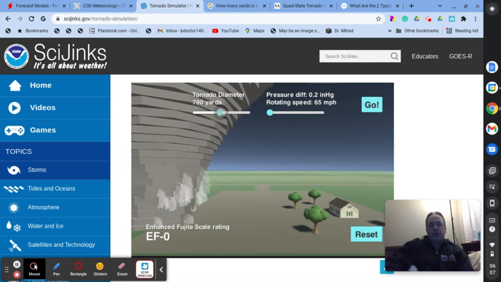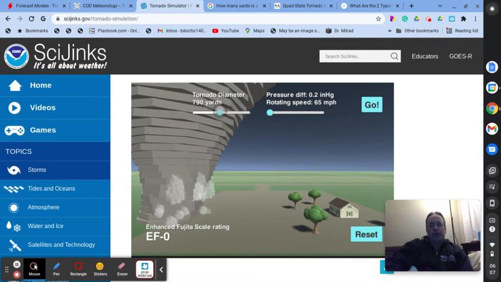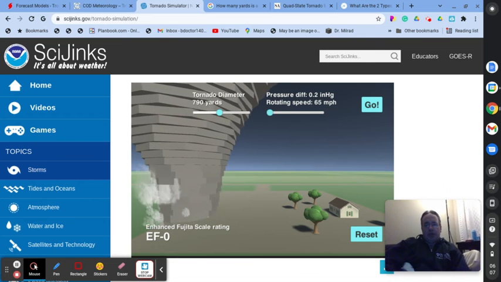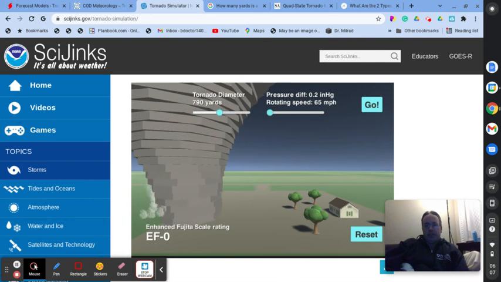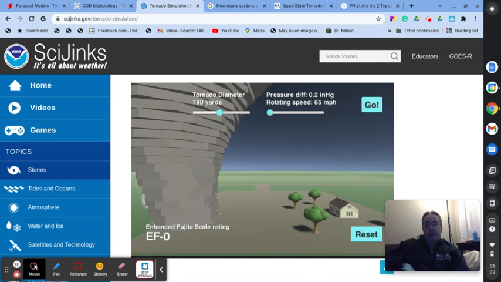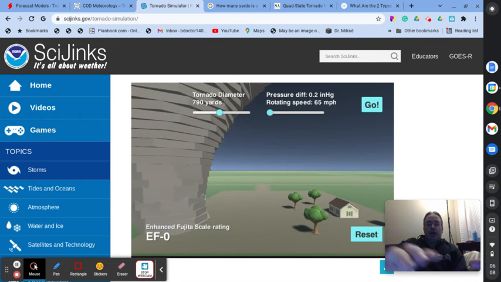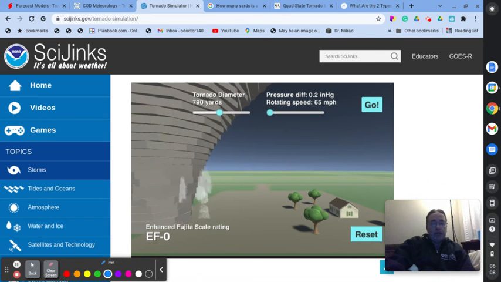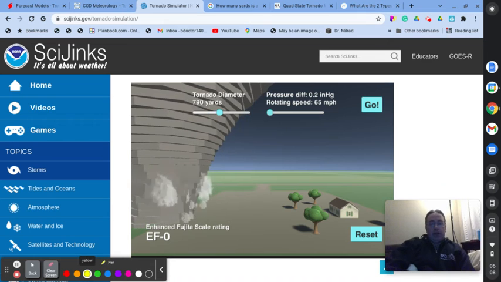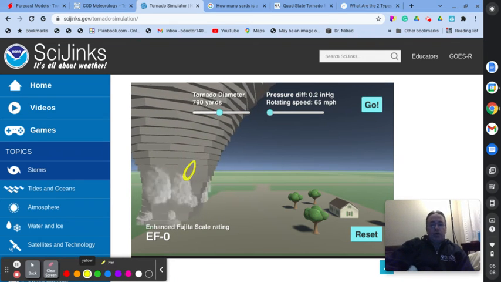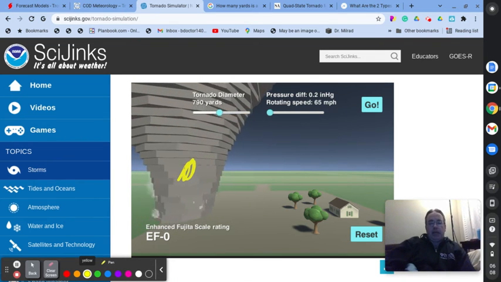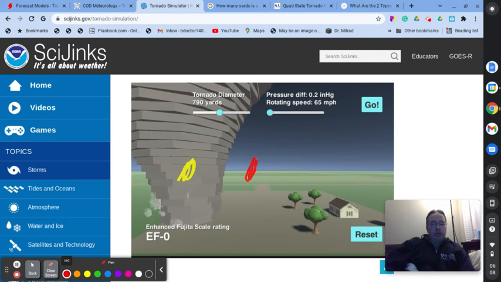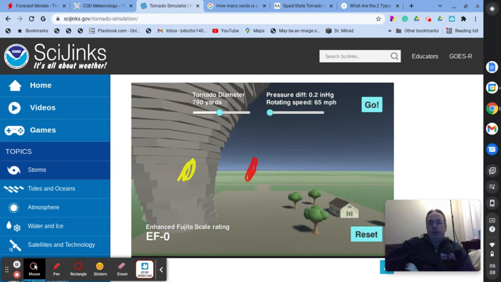Okay, so I'm going to increase it to the size of the tornado that hit Mayfield, Kentucky. Now, let's just say it was huge, but the pressure difference was not that great between the inner core of the tornado and the outside pressure. This would be what the destruction would have been.